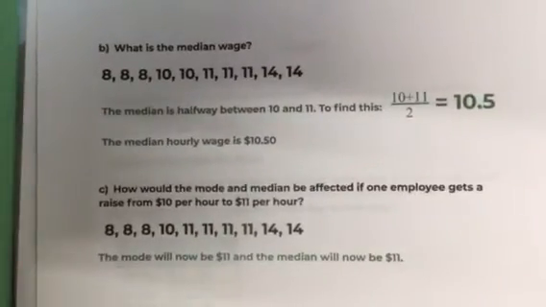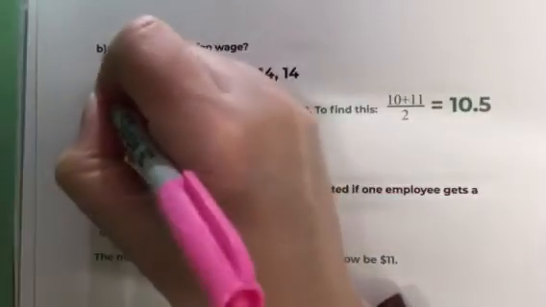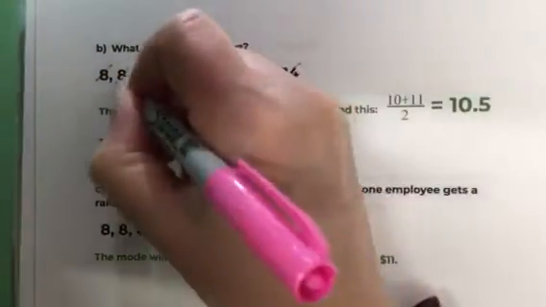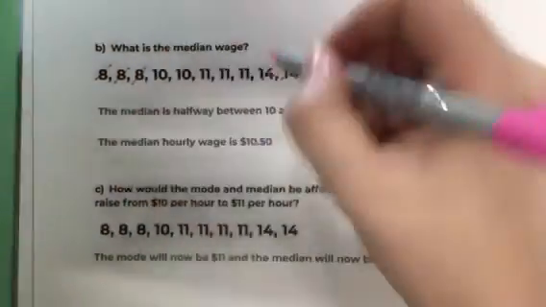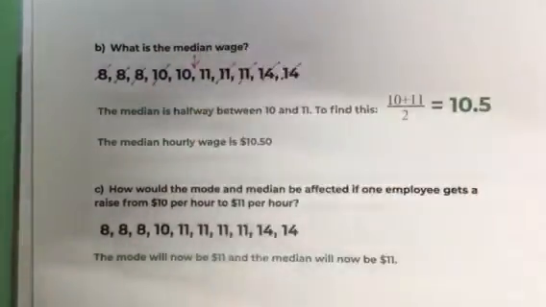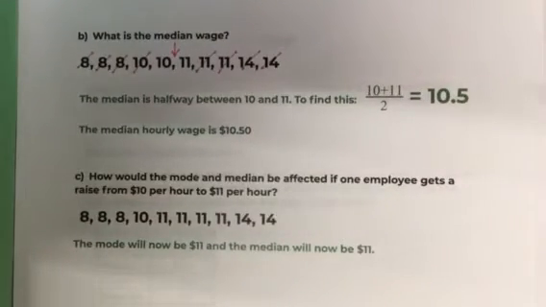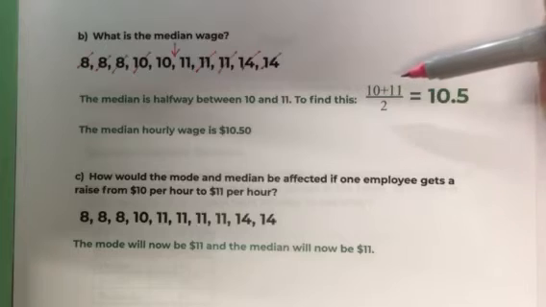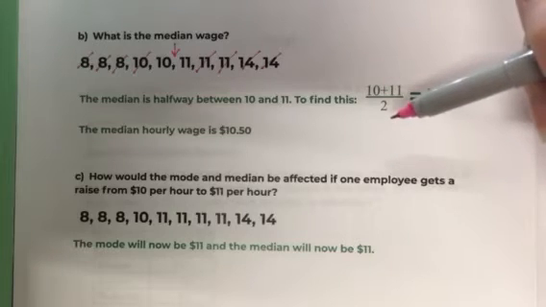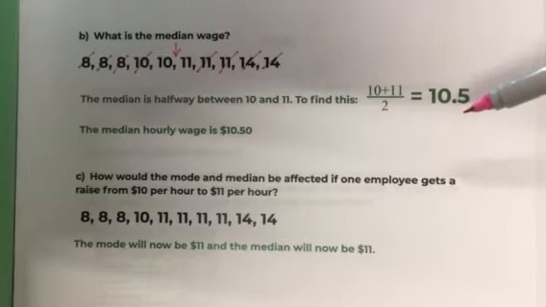Okay, so the median. To find the median, we have to narrow it down. So cross them out in pairs. And the median will be directly in the middle of 10 and 11. So we add those 2 values up and then chop it in half, and we get 10.5. So the median hourly wage is $10.50.